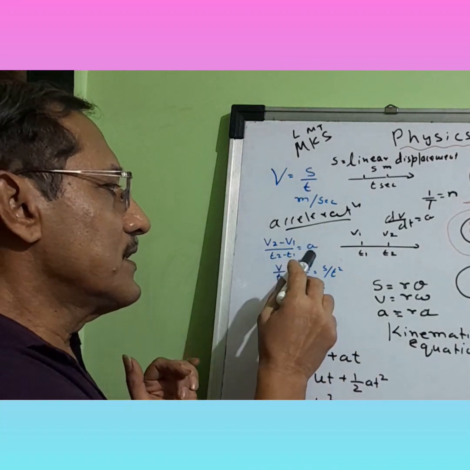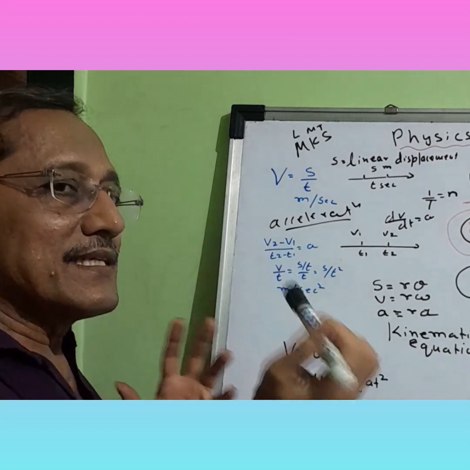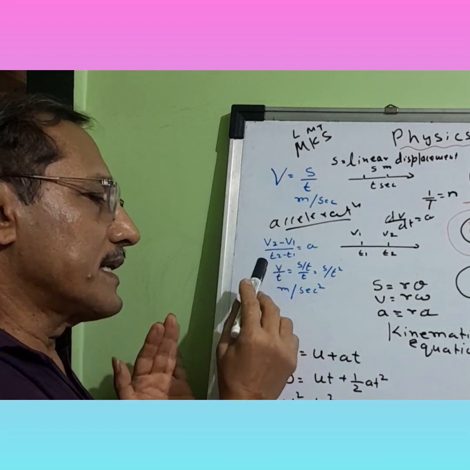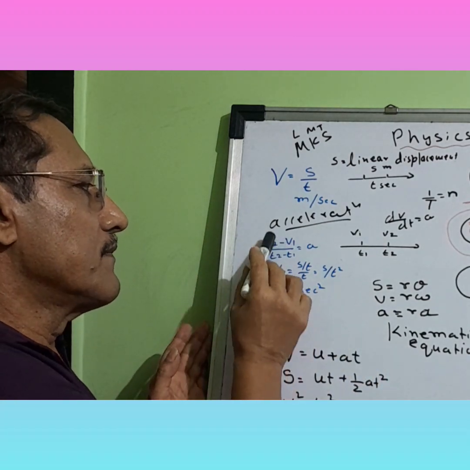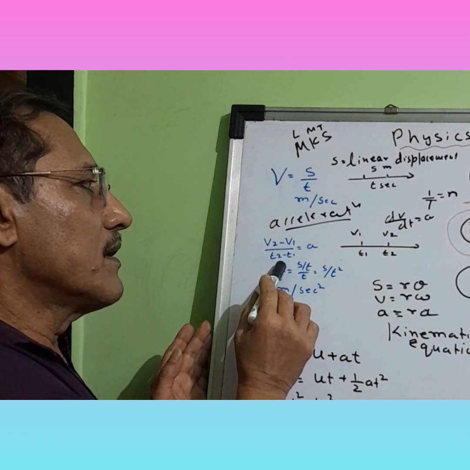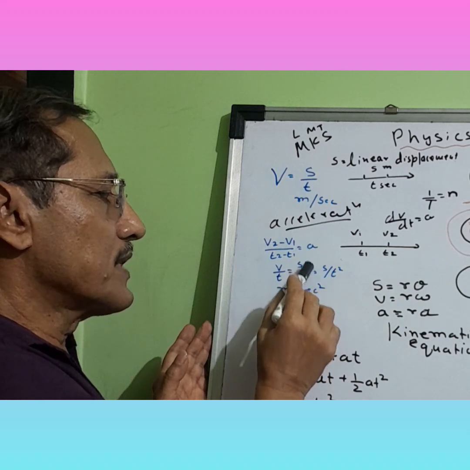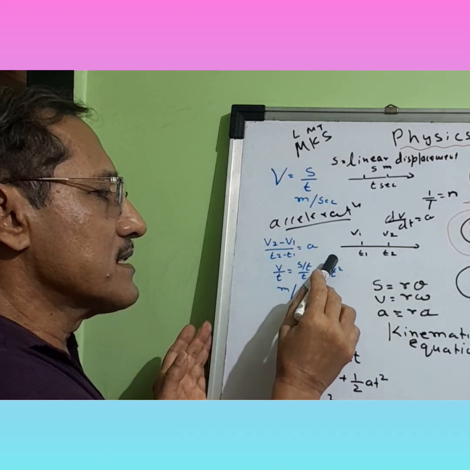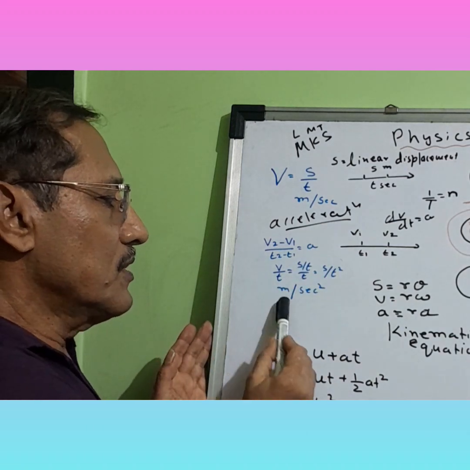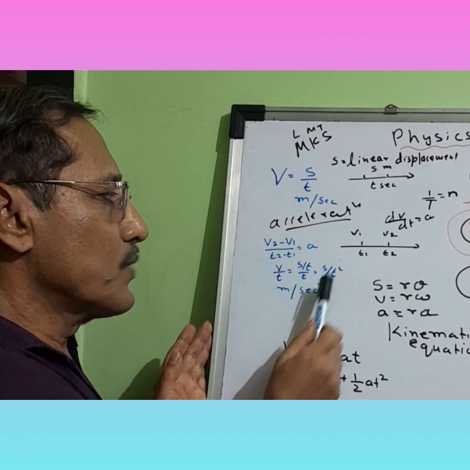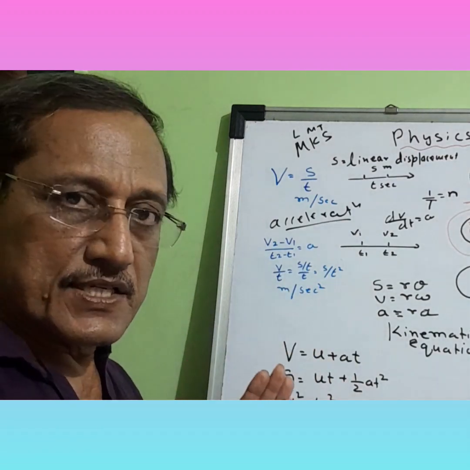Now if we want to depict acceleration, we can depict it as v over t. Velocity we already saw is meters per second, over time, so time goes down and it becomes meter per second square. That's the unit for acceleration.